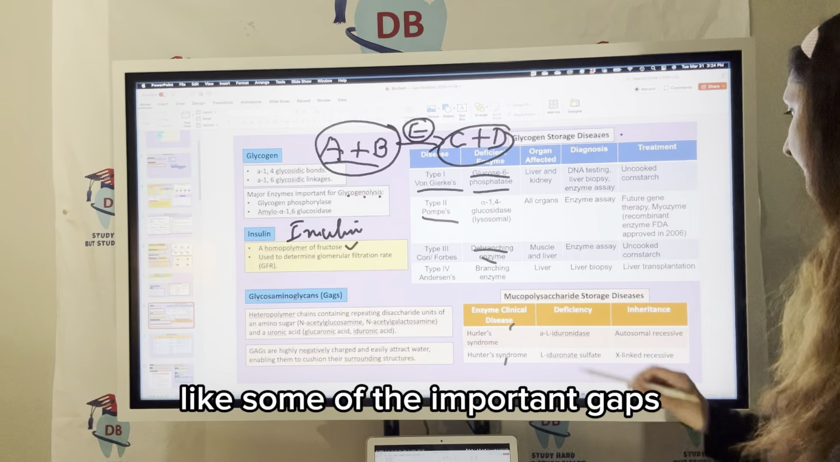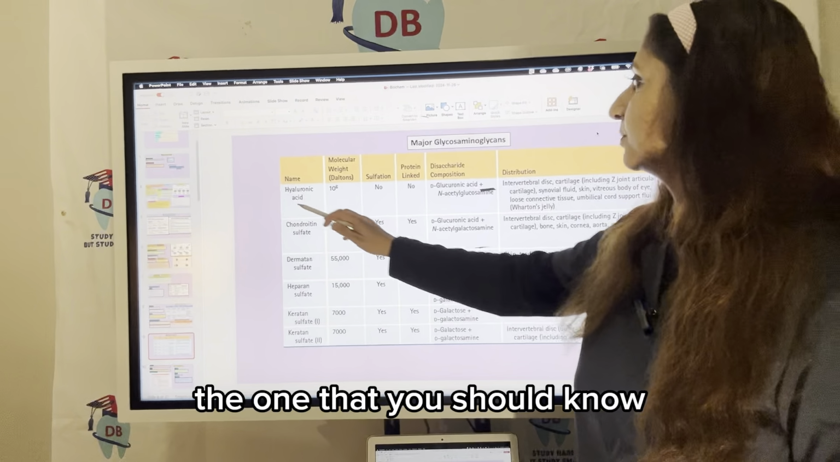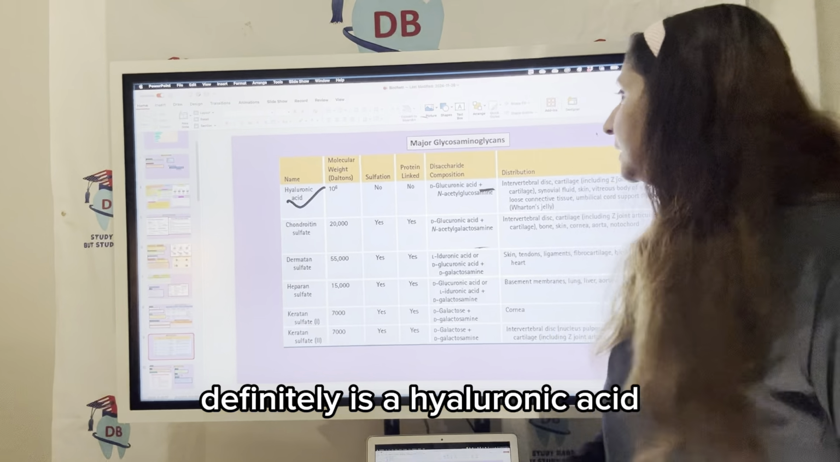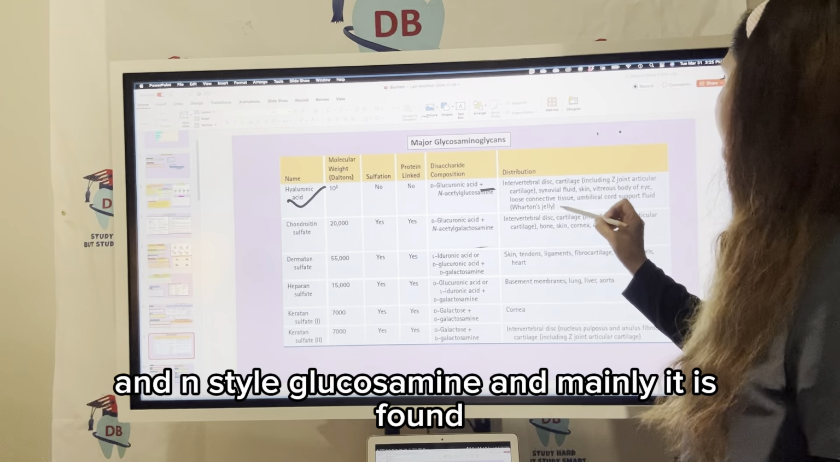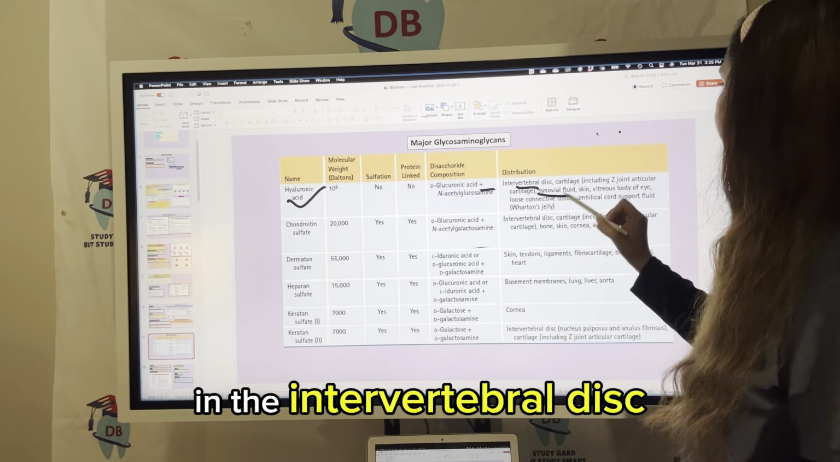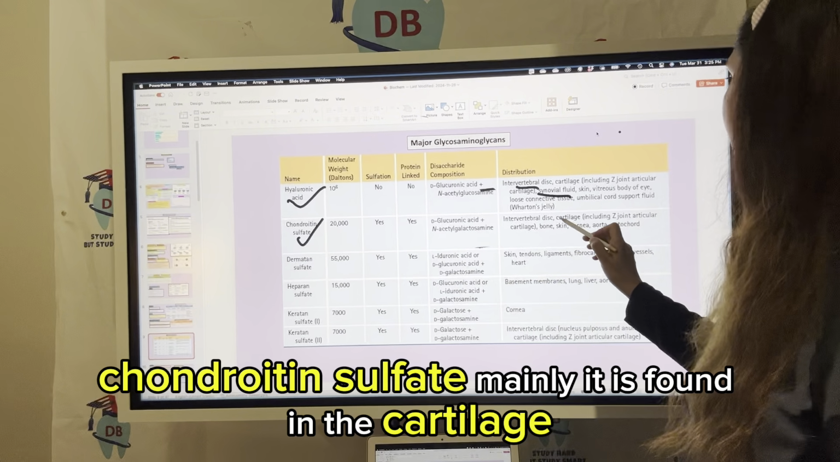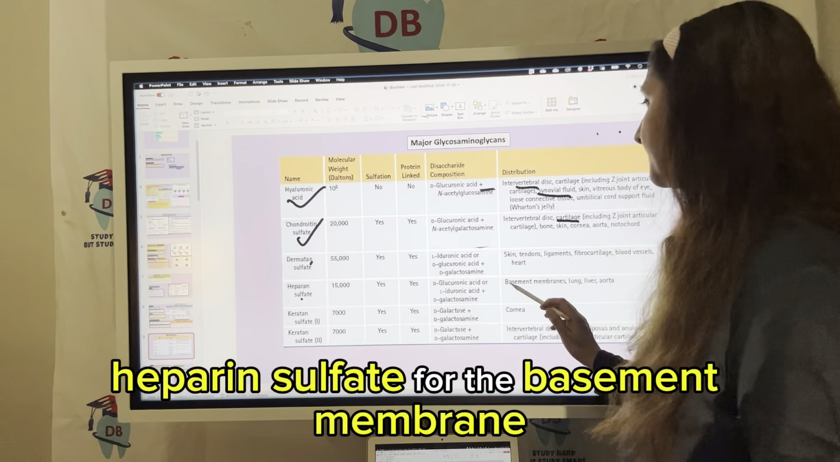Some of the important GAGs that can be asked in the exam: the one that you should know definitely is hyaluronic acid, which is made up of glucuronic acid and N-acetyl glucosamine, and mainly it is found, we know, in the synovial fluid and the intervertebral disc. Chondroitin sulfate, mainly it is found in the cartilage. Then dermatan sulfate for the skin, heparan sulfate for the basement membrane.